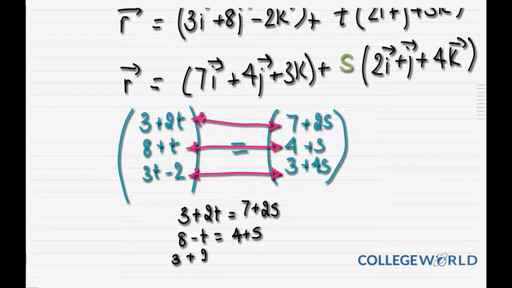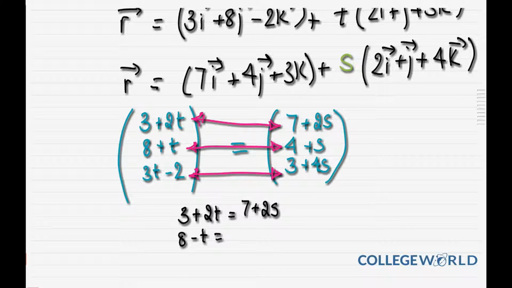And 3 plus 2t, is it 3 plus 2t? Yeah, I wrote it here wrong. So 3 plus 2t is going to equal 7 plus 2s. Then 3 plus 4s, I'm confusing you. So yes, if you do these, then it's 7 plus 4s, and 3t minus 2.